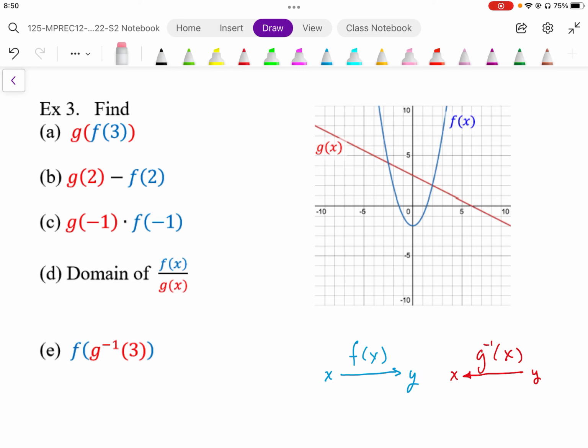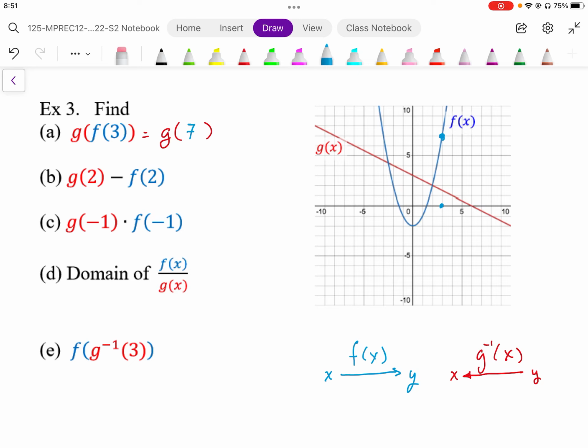So the f is inside, so we're going to start with the inside function f, and the input of the f function is x equals 3. Our y value for that function is going to be at y equals 7. So f of 3 equals 7. We're going to use that 7 as the input for the outside function g. So essentially what we're looking for is g of 7.